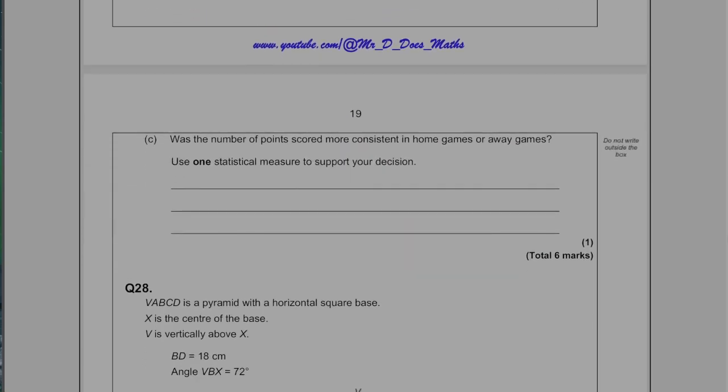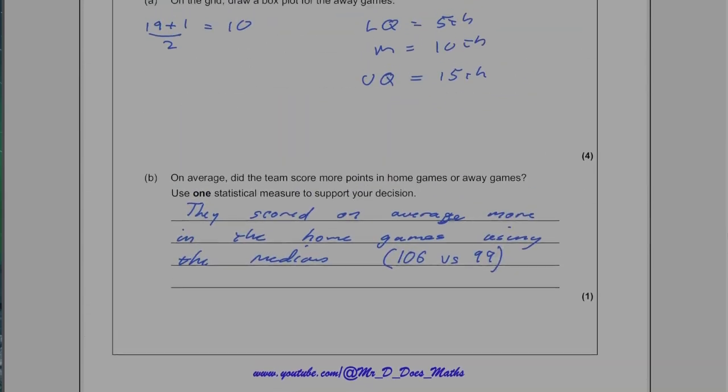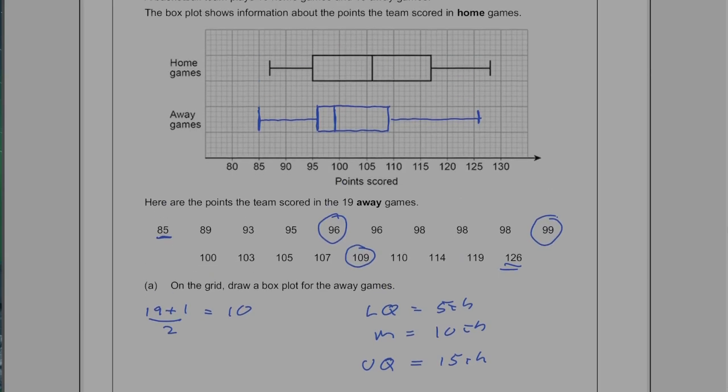Okay, part C. Was the number of points scored more consistent in the home games or the away games? So, consistency is going to be referred to, we're going to use the interquartile range. That's in a sense, the difference between the start of the box and the end of the box. This box is 20, 22, 5, 10, 15, 20, 22. And this one is 5, 10, 13.